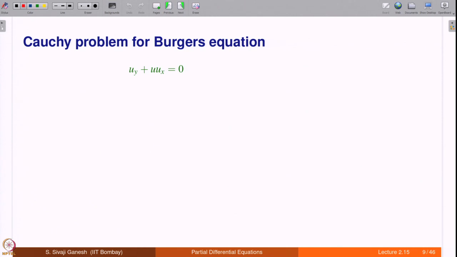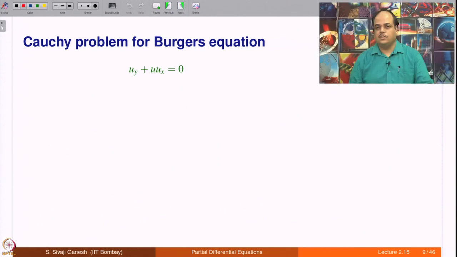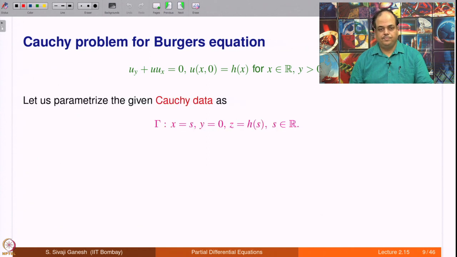So, this is the Burgers equation, u_y + u u_x = 0. We would love to write u_t + u u_x = 0, but since we are going to follow the method of characteristics, where t is used as a parameter running on the characteristic curve, we are not using t here. We still write u_y + u u_x = 0, with initial condition u(x, 0) = h(x), x in R, y positive.